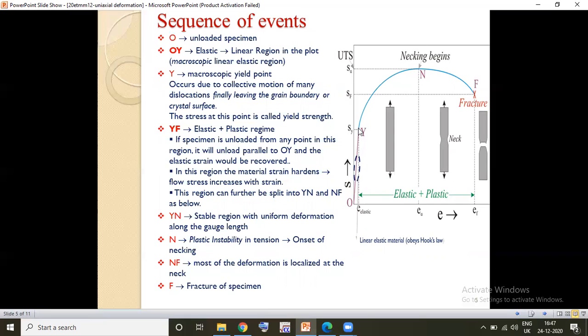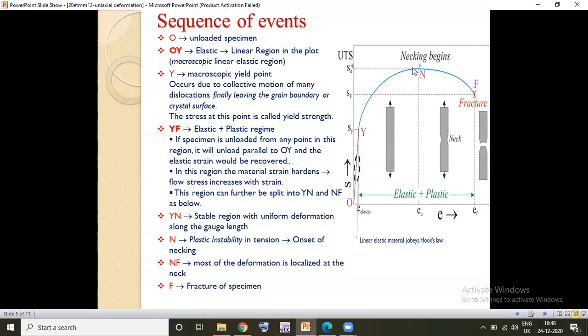If at this point you want to know what deformation occurred in the material, we unload at this point. If we unload the specimen at this point, it will trace the curve path like this. You can see that there is some part retained and some part restored. The retained part is nothing but the plastic region, and the restored one is nothing but the elastic one. So Y is nothing but the yield point.